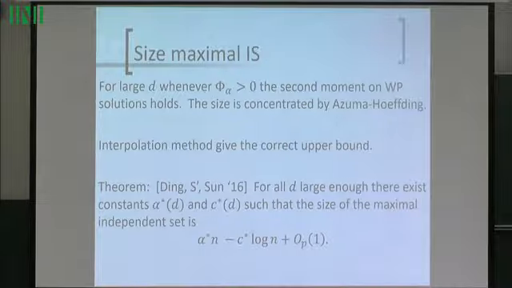And if you do this in more detail, you can get finer information. So what I've told you predicts alpha star, the density of the largest independent set, but actually there's a logarithmic correction, and after that you get fluctuations which are just order 1. We don't know what the distribution of the remainder is, but I think the right guess is probably some randomly shifted discrete Gumbel distribution.